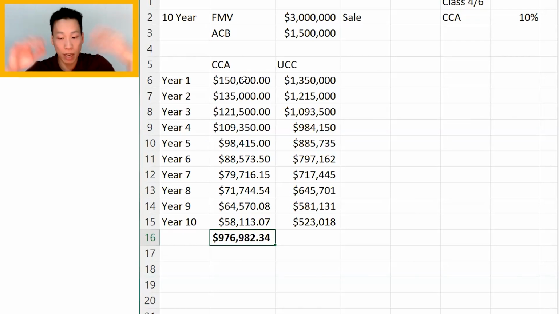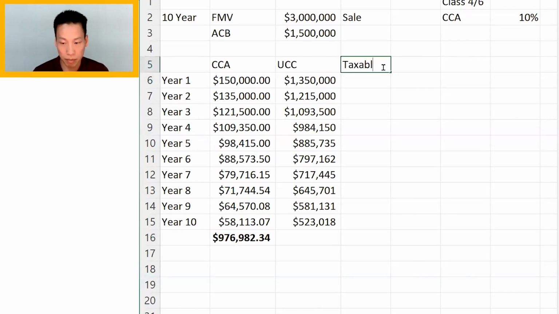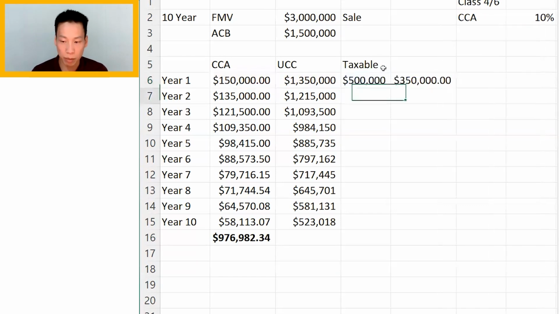So if you earned 500,000 in that first year, just as a hypothetical example, taxable income was 500, subtract the CCA, and your net taxable income is 350, so you pay 12%, if you're in Ontario, 12.2%. So your taxes are 42,000.